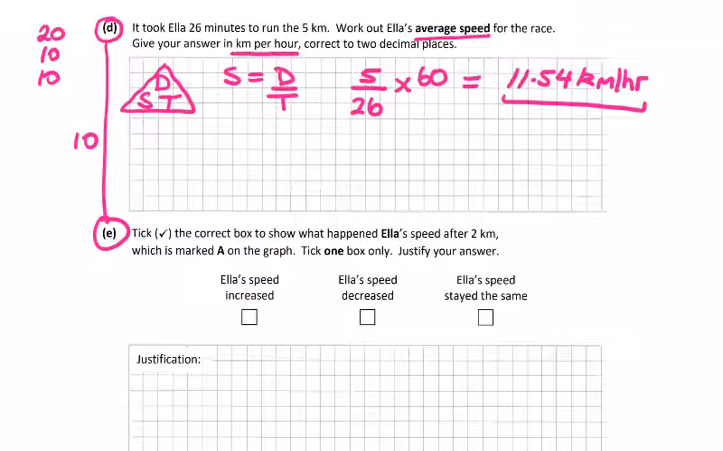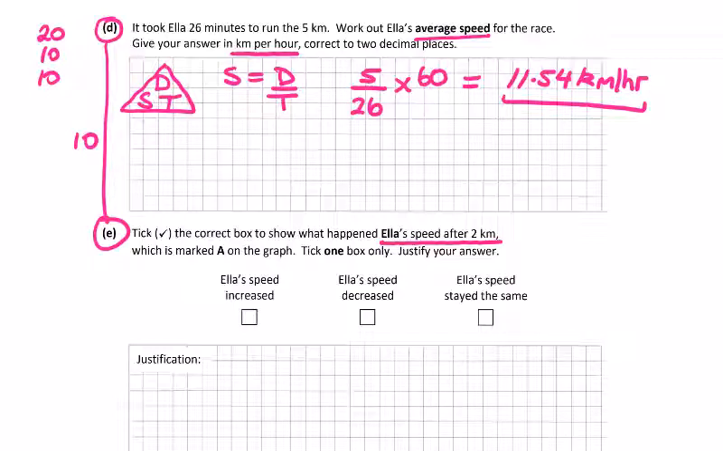And then tick the correct box to show what happened to Ella's speed. Now remember, you have loads of time in these questions. So particularly for the tick the box ones, take your time because they're always worth a good few marks. Tick one box only. Did her speed increase, decrease, or stay the same?